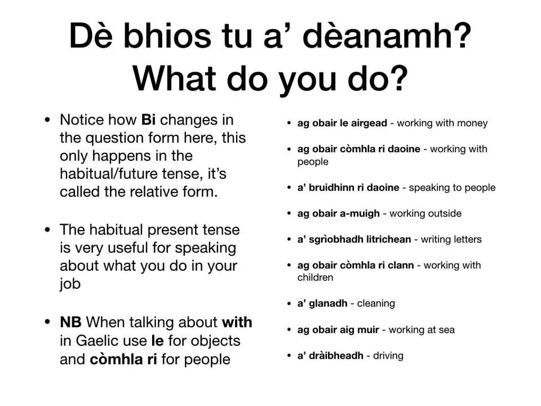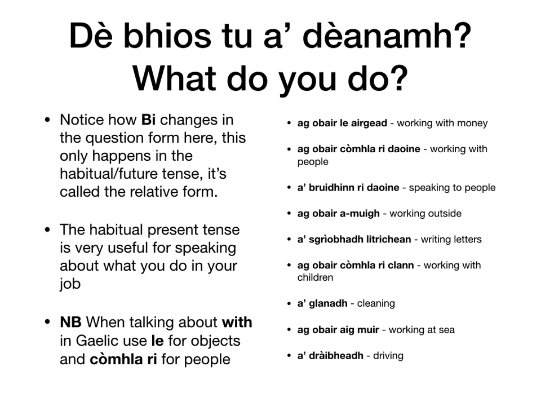What do you do? Now notice how B changes in the question form here. This only happens in the habitual future tense. We covered it already. It's called the relative form. And the habitual present tense, as we say, is useful for things you do all the time. So very useful when talking about your job.